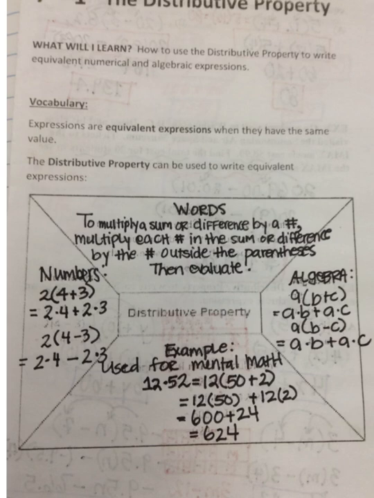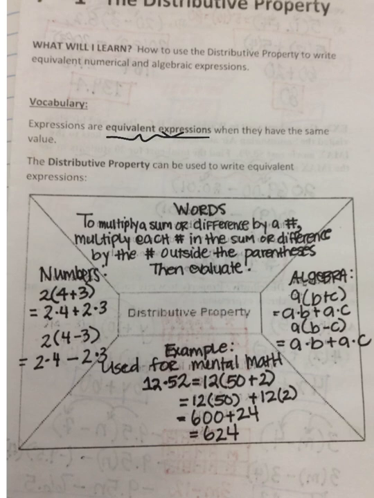What will I learn? Today we're going to learn how to use the distributive property to write equivalent numerical and algebraic expressions. So first, some vocabulary. Expressions are equivalent expressions when they have the same value. So equivalent is the same as equal, means they have the same value. And the distributive property can be used to write equivalent expressions. So with the distributive property, we could take an expression that's in one form and put it into a different form that is still equal.